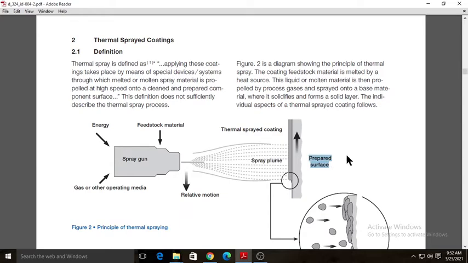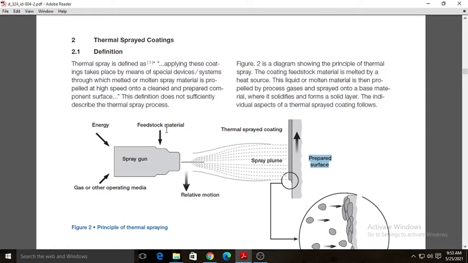So before this spray coating, we need to clean the surface of the component by using various processes. Some processes are sand blasting, or some processes are electronic cleaning. So we need to prepare this component. This is the prepared surface whose surface is properly clean, and on that clean surface we are going to apply the spray coating by means of thermal energy.